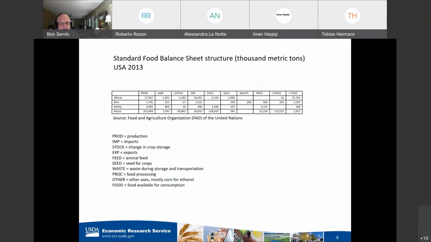But basically, you just have this identity that all of these items, production plus imports plus stock change minus exports minus calories used for feed minus seed minus other ends up what gets consumed for food. So this is in tons, but I actually convert this to calories for the model itself.